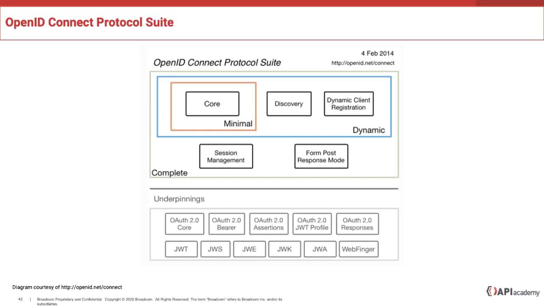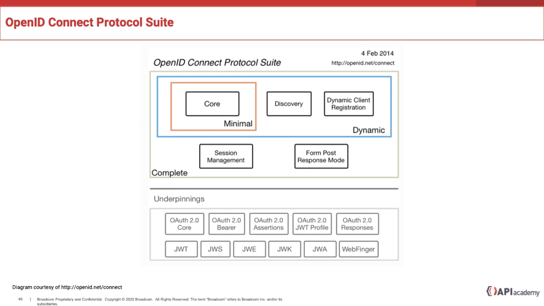What we're looking at here is a snapshot of a diagram straight from the OpenID site. You can implement the OpenID Connect suite at 3 different levels: 1. Minimal, 2. Dynamic, and 3. Complete. Let's take a quick look at what each level entails. Each level has its own respective set of specifications and guides, and expands incrementally from minimal to complete.